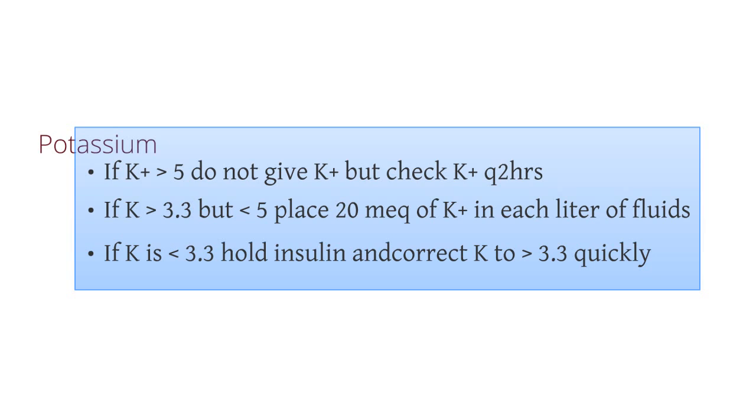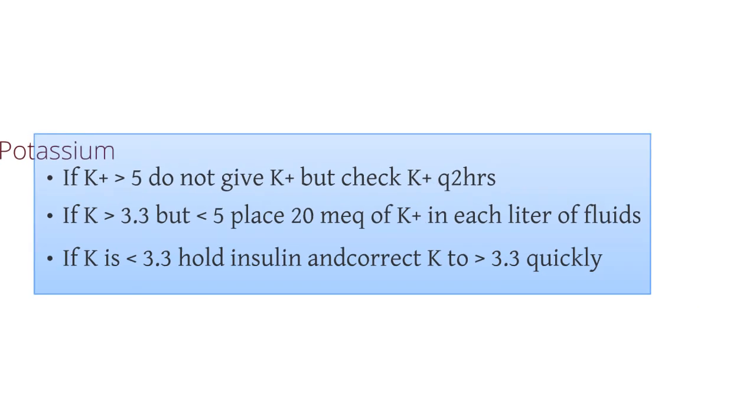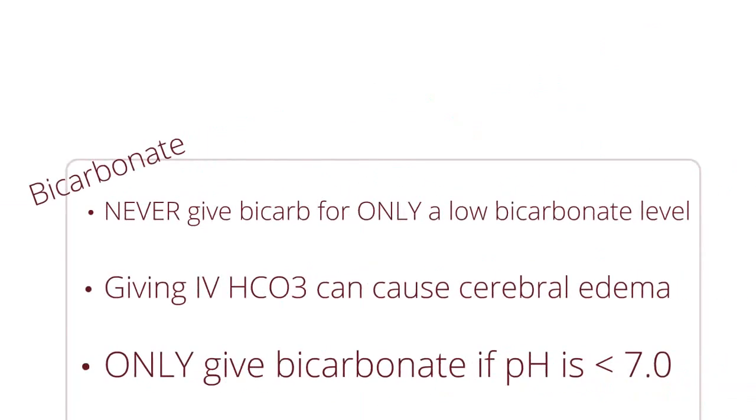And finally, if someone's potassium is less than 3.3, hold insulin for that moment and make sure you correct the potassium, because if you don't, the insulin will continue to drive the potassium into the cells. The patient will continue to become hypokalemic and worsen their potassium levels, and you'll have trouble catching up to get them to a normal potassium level. Also remember that magnesium plays a role in potassium replacement. If someone has low magnesium levels, it will be difficult to correct their potassium. So correct both. This brings us to our final topic, bicarbonate.